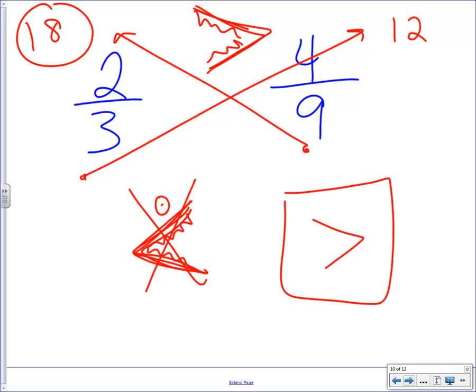This symbol is greater. And so if I read this from left to right, I say 18 is greater than 12. And so that makes sense for us. So the greater than symbol is our final answer.